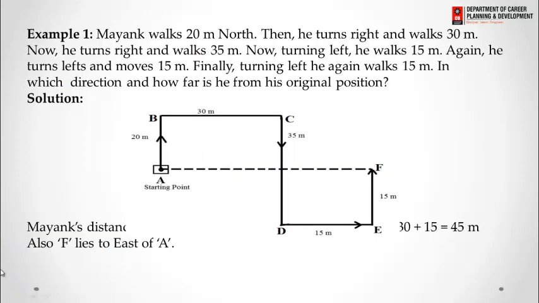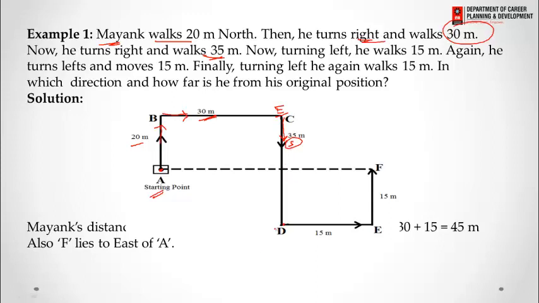Now we have an example for this. In this question, Mayank walked 20 meters north. It means a person starts from point A and walked 20 meters towards north, and then took a right turn and walks for 30 meters. His right turn is toward the east, and he walks for 30 meters, reaches point C, from where he turns toward his right again and walks for 35 meters. For east, the right is toward the south.